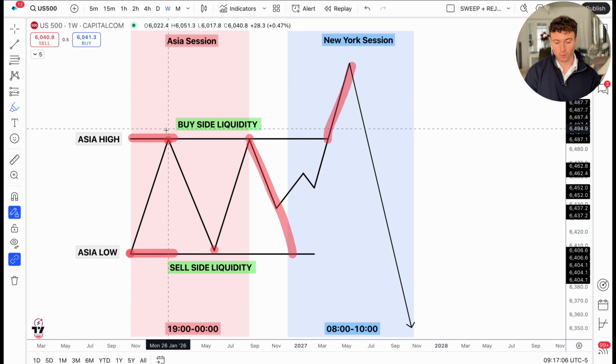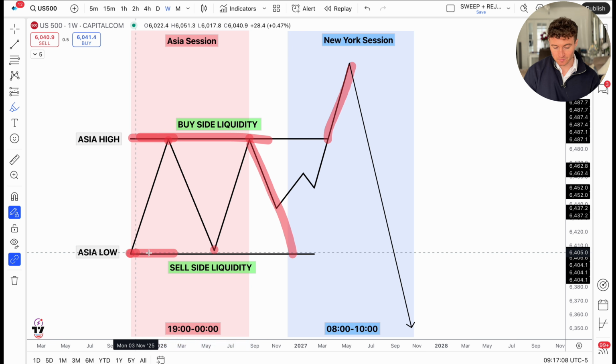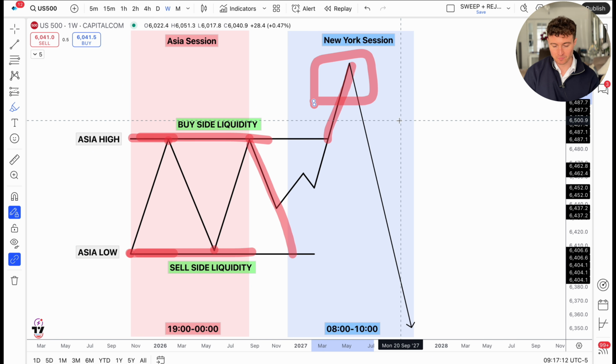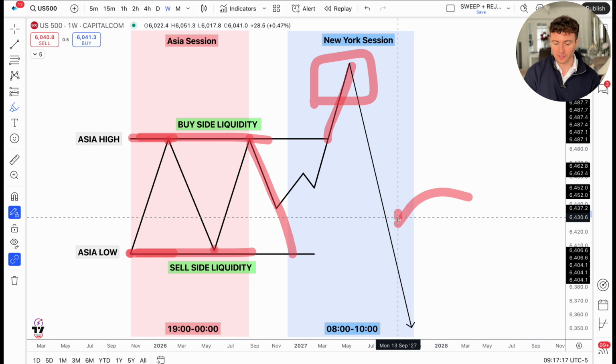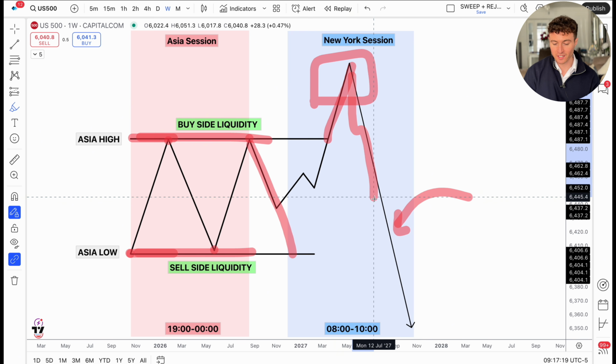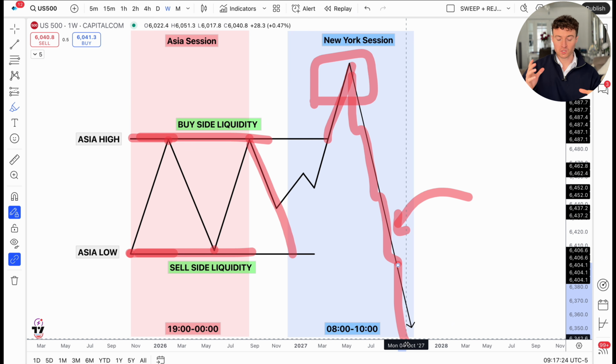And therefore, what we will have seen is your accumulation. This is your manipulation. And then we can look at taking part in the distribution phase, shorting this market to the downside. Once we've seen everybody getting stopped out and also a lot of buyers getting trapped within the market.